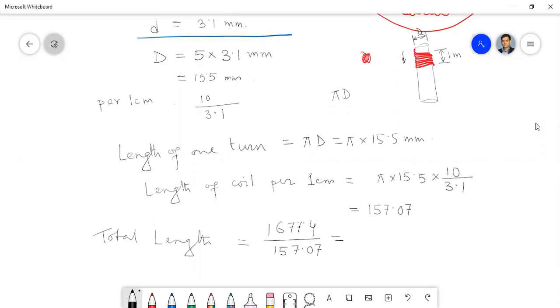How much are you getting? This will be in terms of centimeter, because here you have taken centimeter. This is also in centimeter. So 10.67. Check your answer once again.